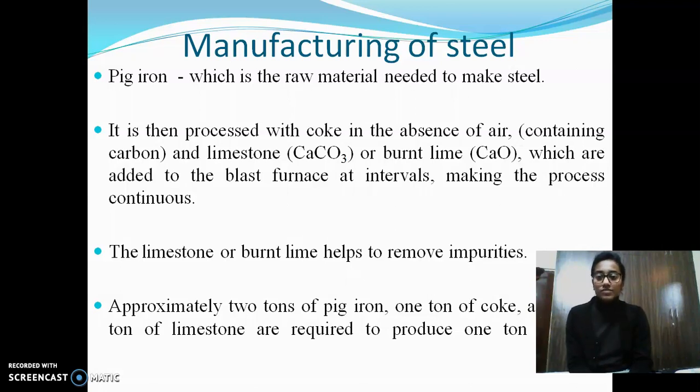It is then processed with coke in the absence of air, and limestone or burnt lime are added to the blast furnace at intervals, making the process continuous. The addition of limestone or burnt lime helps to remove impurities. In order to produce 1 ton of steel, we require approximately 2 tons of pig iron, 1 ton of coke, and half a ton of limestone.